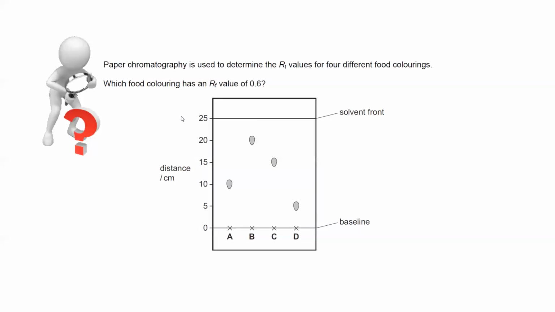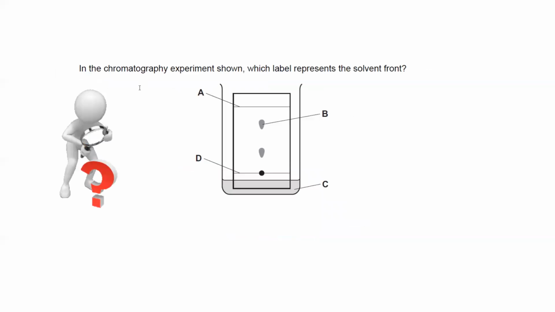So in the question, they are asking which label represents the solvent front, A, B, C or D. A is representing the solvent front. B is representing the spot or component of the sample. D is representing the origin. And C is representing the solvent. Is it clear? Yes, Saim Ahmed.